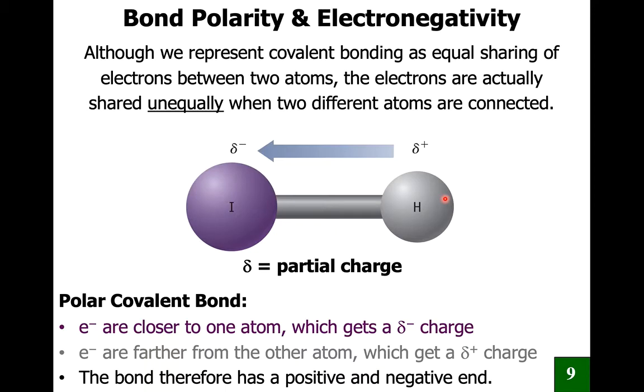Let's also talk about polarity. Although we represent covalent bonding as an equal sharing, so while we've been pretending that this bond contains 2 electrons and they're equally shared between the two, in fact, often they're unequally shared. Actually, iodine in HI is hungrier for electrons than hydrogen is. And so these 2 electrons spend more time on iodine than they do on the hydrogen. And so the hydrogen develops a small positive charge and the iodine develops a small negative charge.